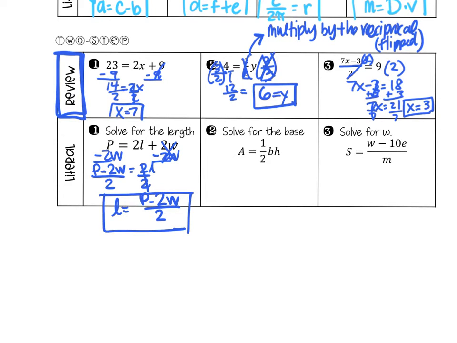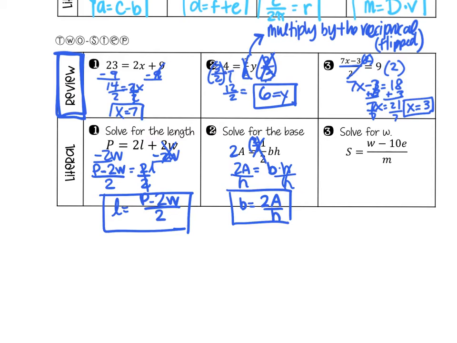Okay? All right. 2, solve for the base. So again, multiply by the reciprocal. So 1/2, 2/1 is the reciprocal. So that's just times by 2, so it's like 2a. So 2a equals, remember, b times h. And if I want the base by itself, I would divide by h. Divide by h on this side, which we can't do since those are just variables right now. So b equals 2 times the area divided by the height.